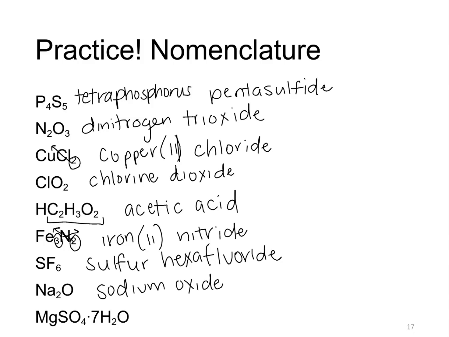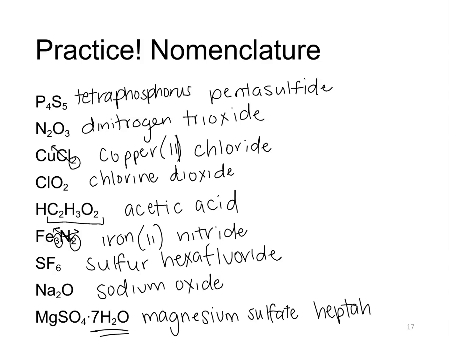And then our last one is a hydrate because we have that water. So we name the ionic compound, magnesium sulfate. And then 7 is hept. So that would be heptahydrate. So again, I want you to notice that for ionic compounds, we are not using any Greek prefixes to signify how many of each type of element we have. We only do that for covalent compounds.